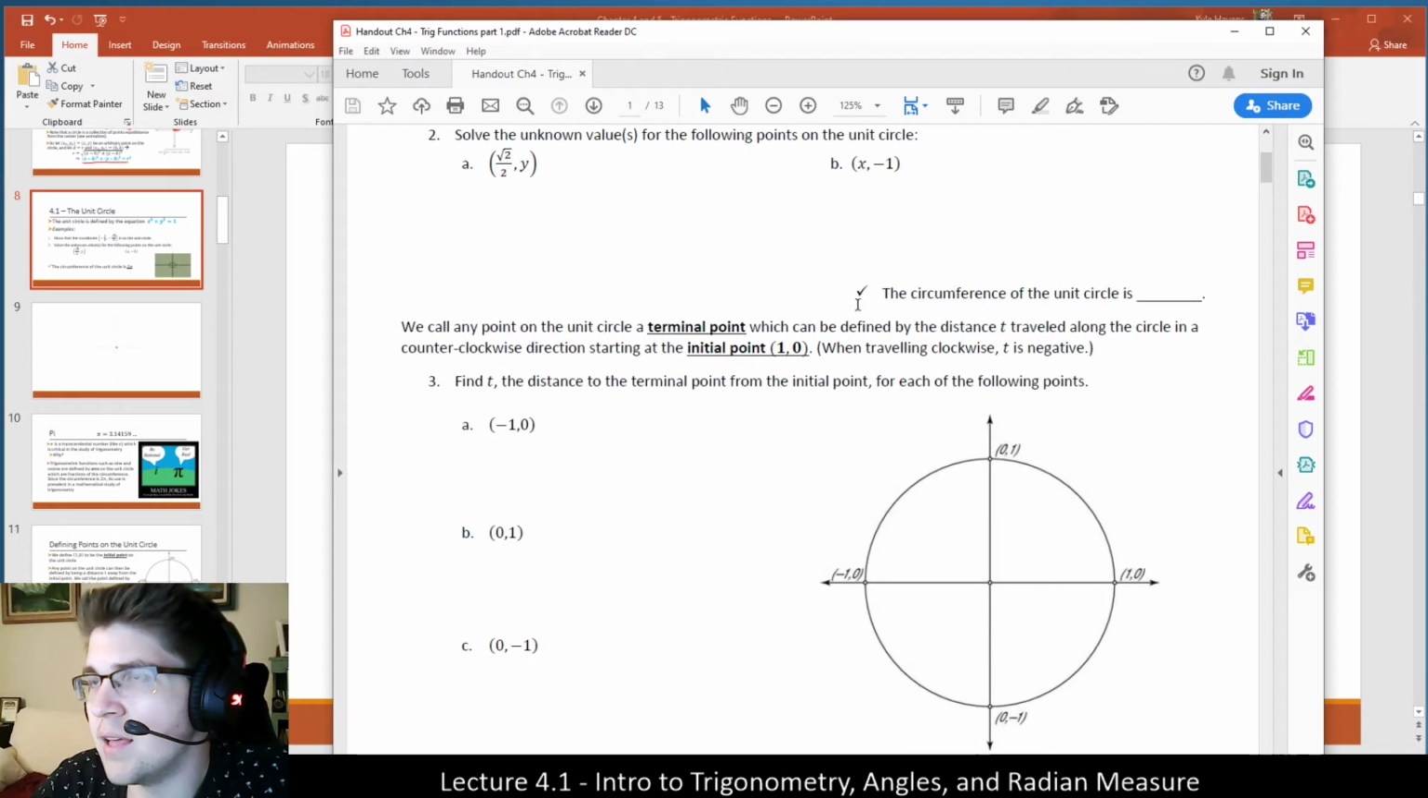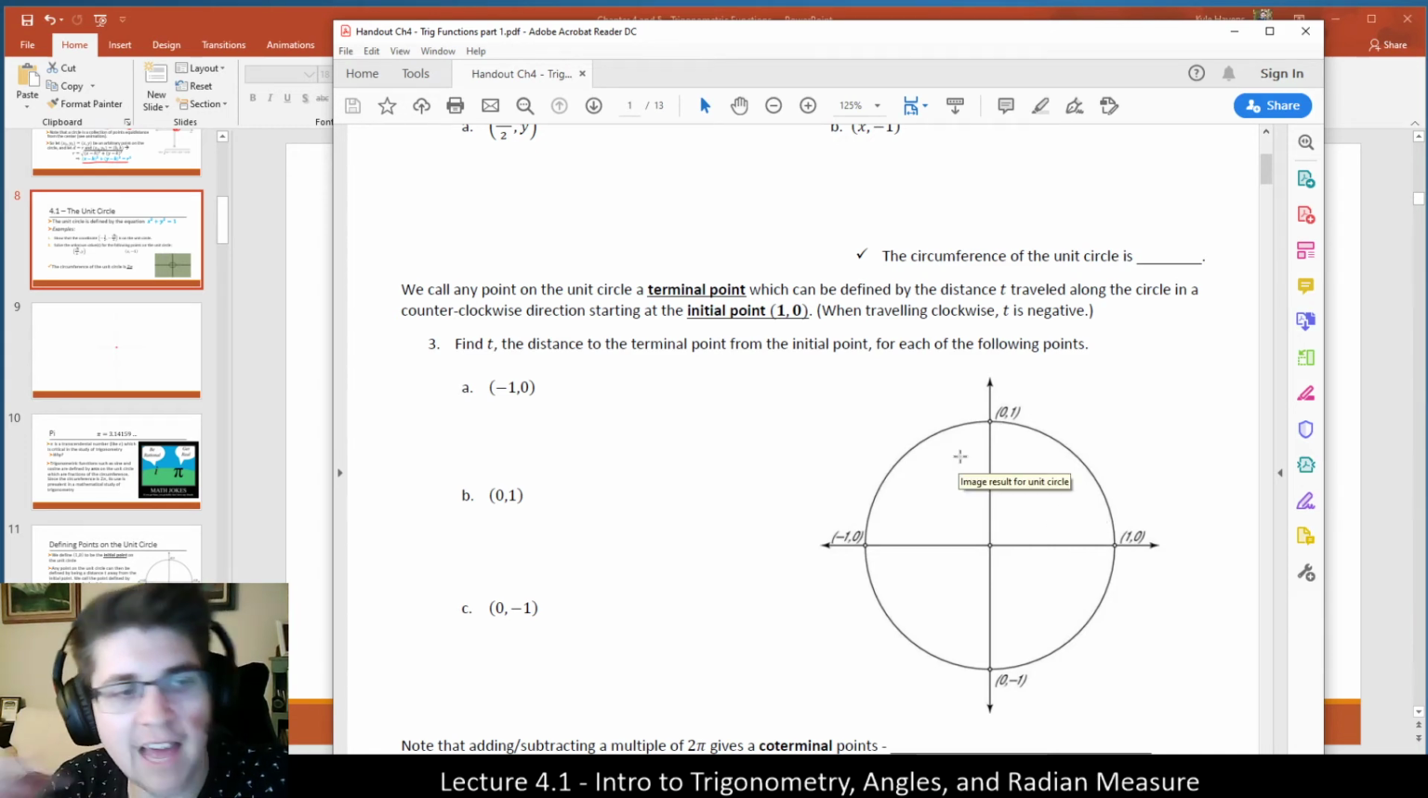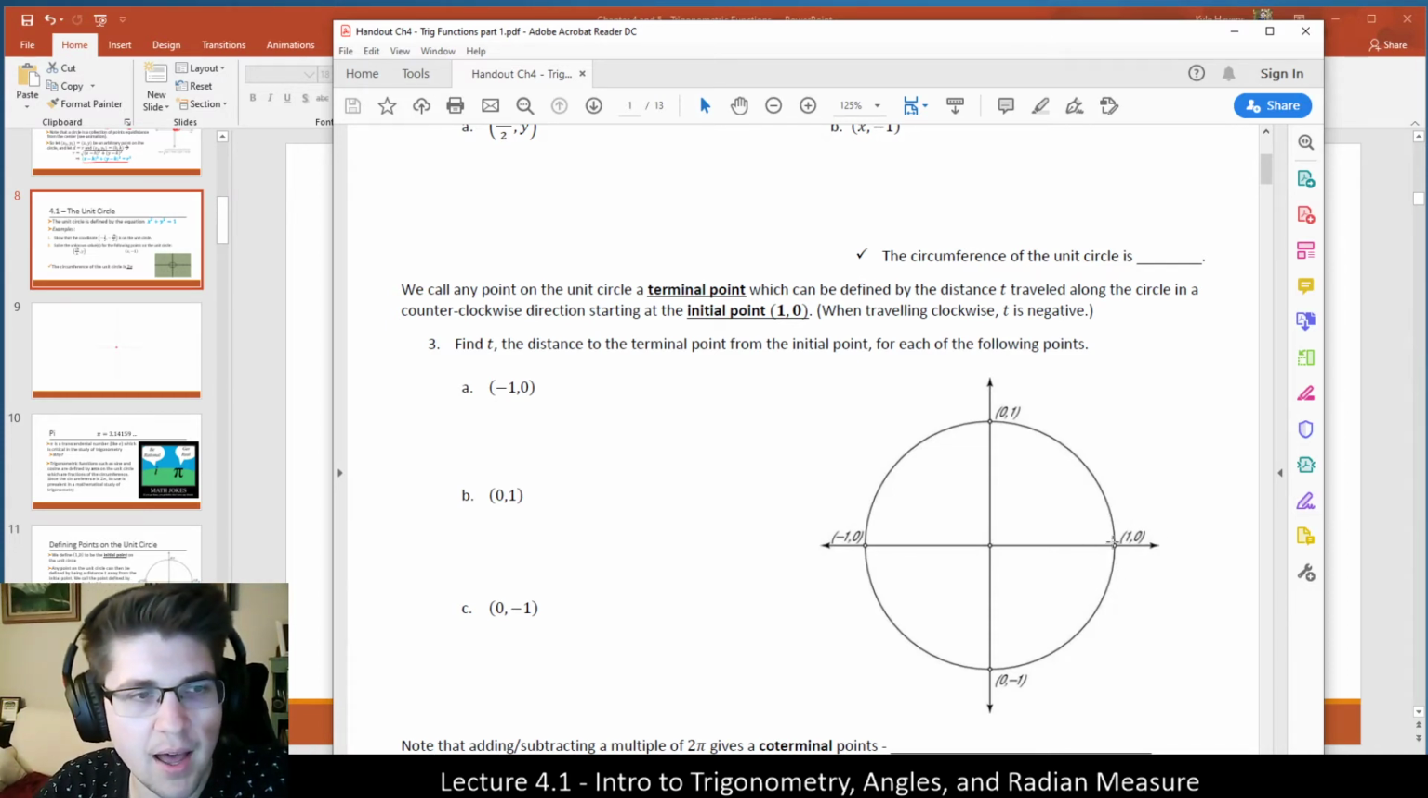The next part on the handout is discussing a lot of the terminology about the unit circle, which is necessary to describe the general layout of it. On the unit circle, we have what's called an initial point. Basically, 1 comma 0 is defined to be the initial point. When it comes to trigonometric functions, we need to have a starting point. This will make sense why later, but basically we're arbitrarily choosing 1 comma 0 to be our starting point, and every other point is considered relative to that point as a distance away.